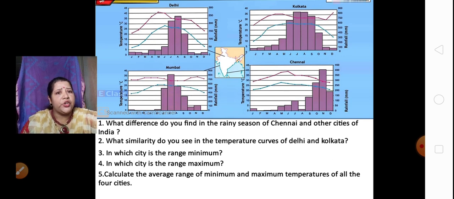Why is it so? Can you tell me why? Yes, because Chennai receives rainfall from the retreating monsoon. Now what is the retreating monsoon? We'll learn in this lesson.